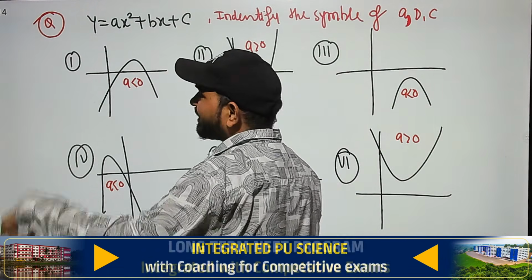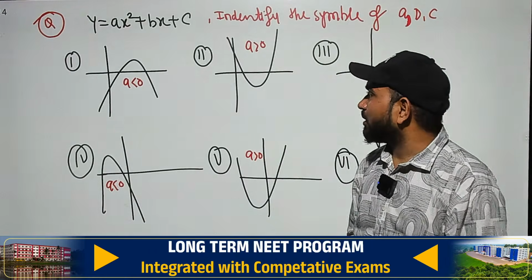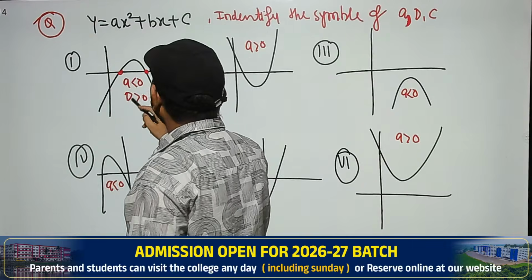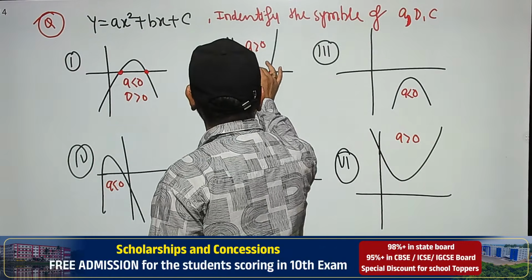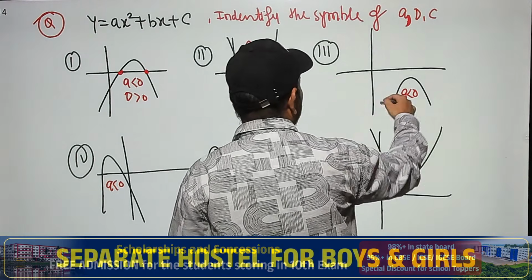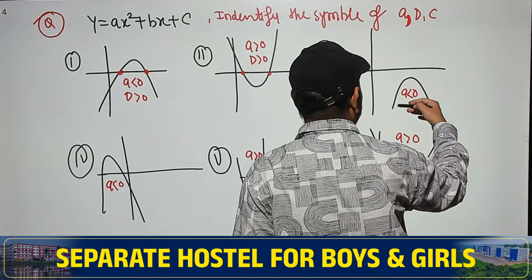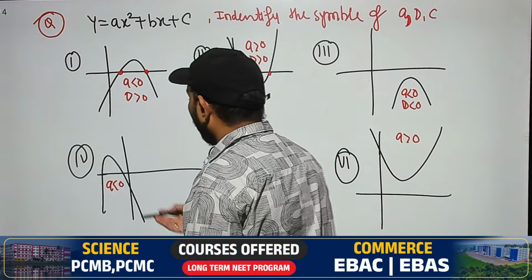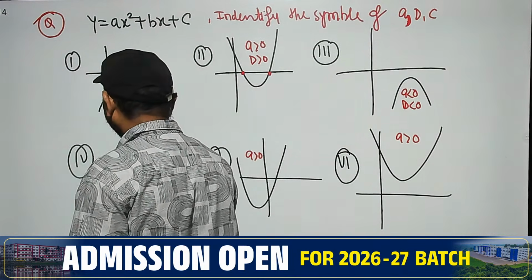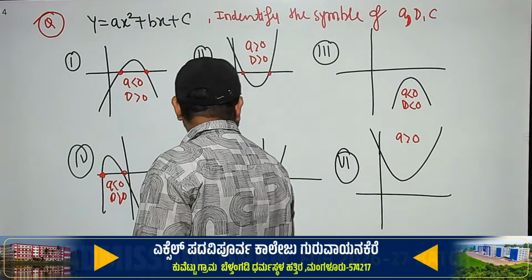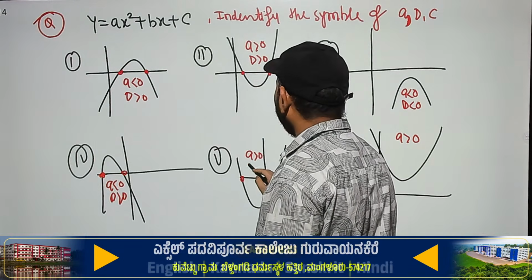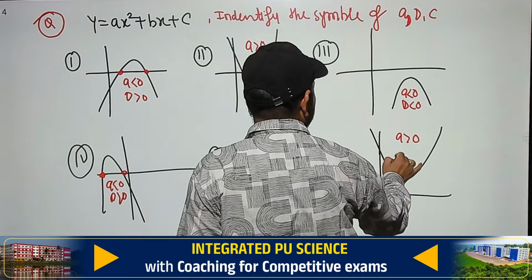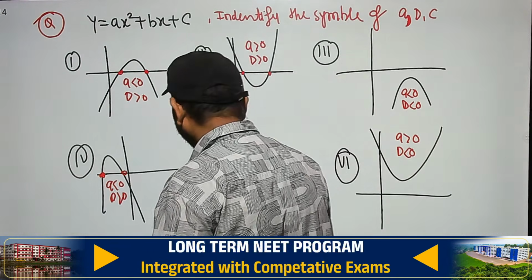Now very simple, D. Cutting at 2 points means distinct points are coming, so D is positive. No distinct point, no cutting, means roots are imaginary, so D is negative. Cutting at 2 points, D is positive. No cutting at the x-axis means D is negative.